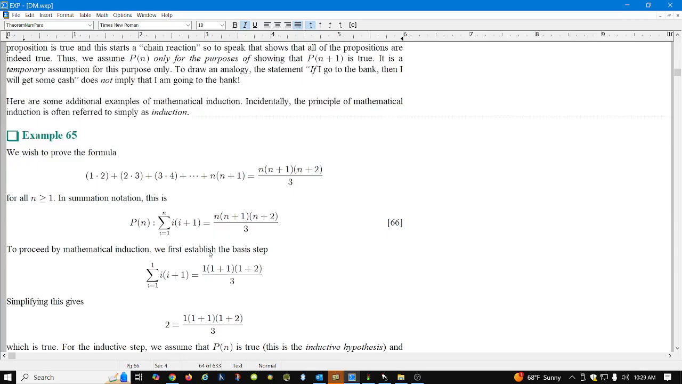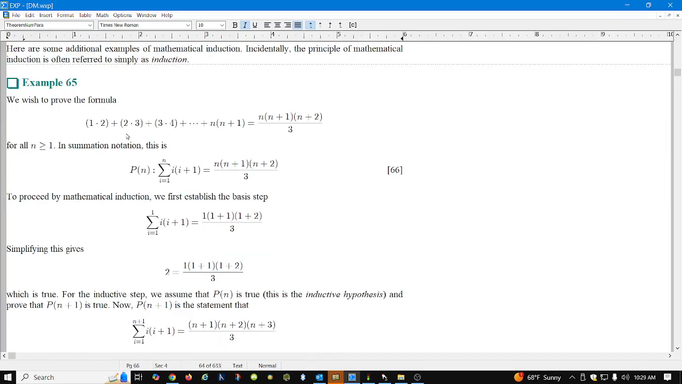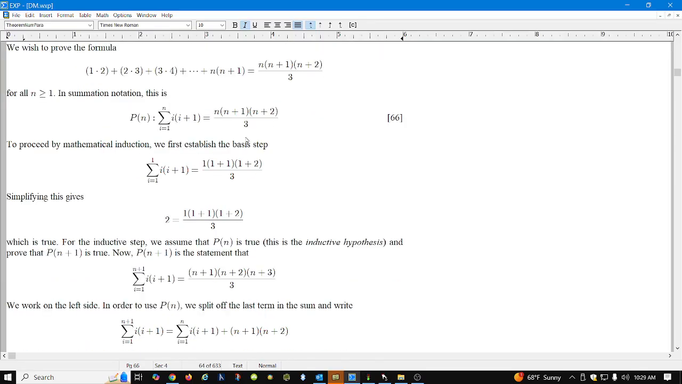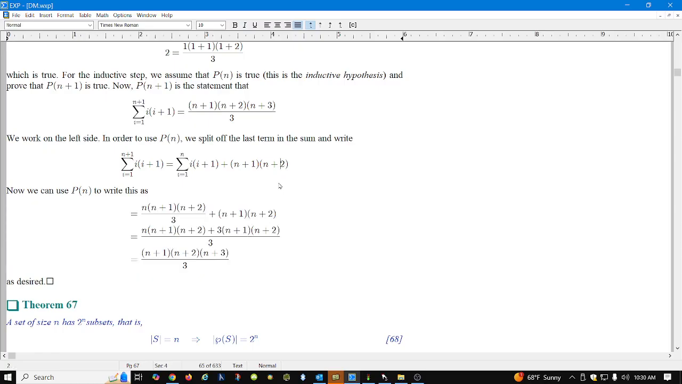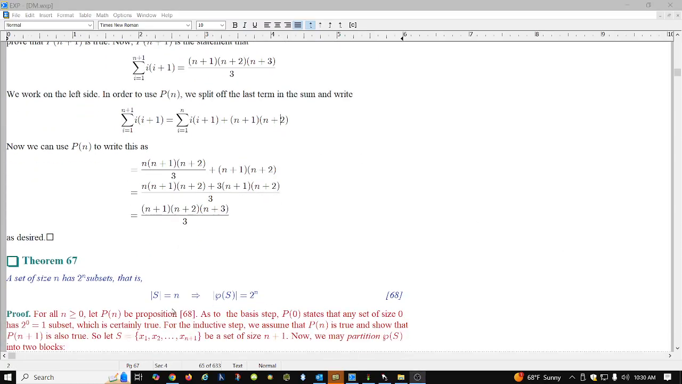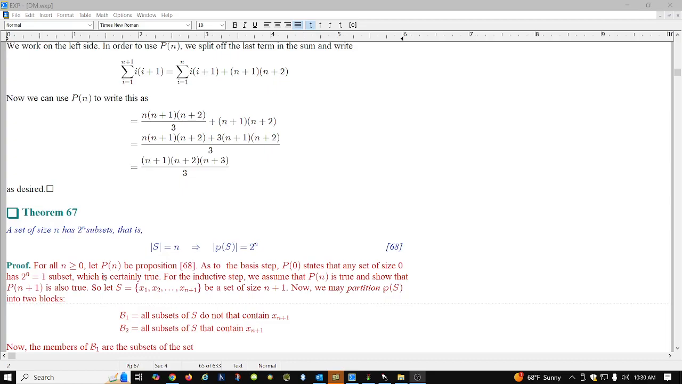Okay, here's another example using summations. And I'm not going to go through this one. I'll let you do it. It's very similar to the one I did earlier. The algebra is a little more complicated, that's all. Here's an example that does not involve summations.